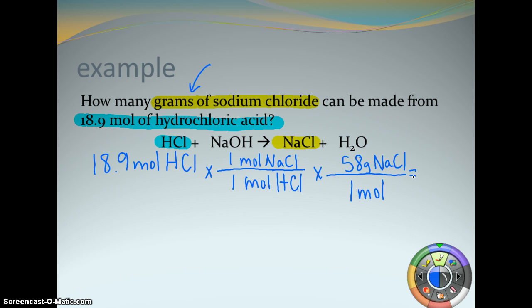Molecular mass is always opposite 1 mole. So 18.9 times 1 over 1 is just 1 times 58. How many sig figs can we have here? 1, 2, 3. So we're going to report our answer. Originally we get 1096.2. But to get 3 sig figs, 1, 2, 3, that means we're going to have to round this up to 1100. Well, that's still not 3 sig figs, so we're going to have to use scientific notation. So we're going to report it as 1.10 times 10 to the 3. And our unit is grams NaCl.